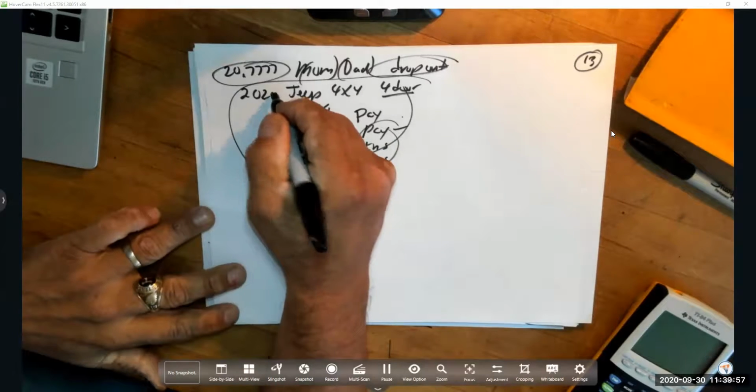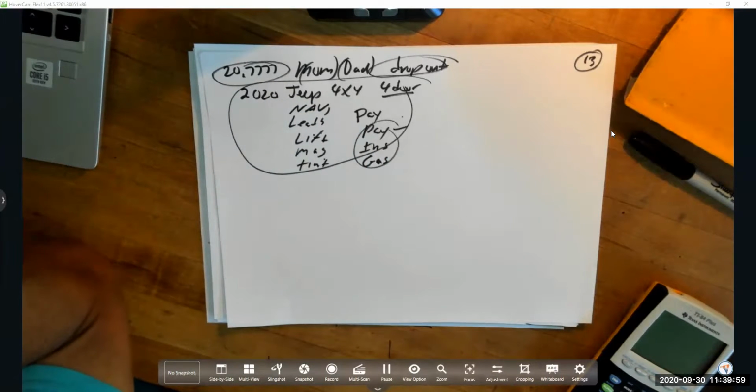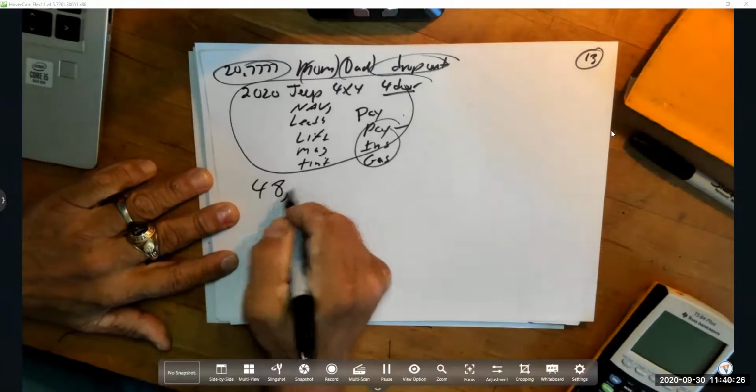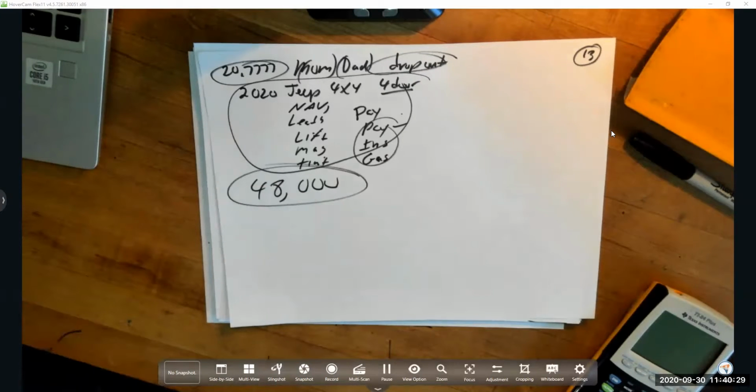So for a 2020 Jeep, not the little Jeeps, the big Jeeps, with a lift, 4x4, navigation, leather, mag wheels, tinted windows, all that stuff in it, how much do you think it's going to cost? Give me a guess. 40,000. 40,000? No way, you're dreaming. Much higher than that. 40,000 is the economical ones, the cheap ones. I'd say at least $48,000. You want all that stuff in that thing? That's what it's going to cost around there.